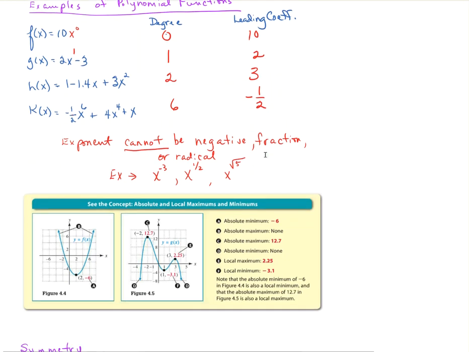This statement is really, really important here. The exponent in a polynomial function cannot be negative, fraction, or radical. So these are examples of things that it cannot be. Can't have x to the -3rd. You can't have x to the 1/2. You can't have x to the square root of 5. So keep that in mind.